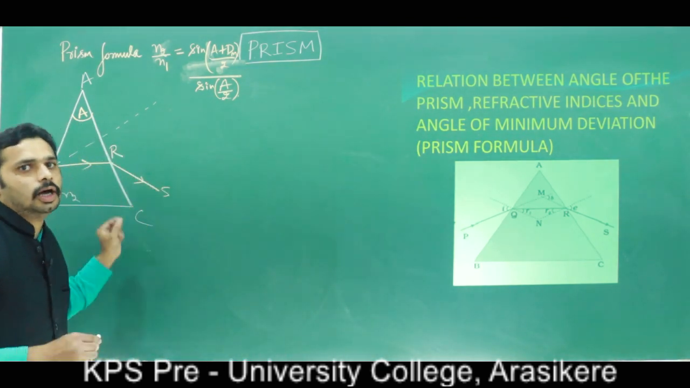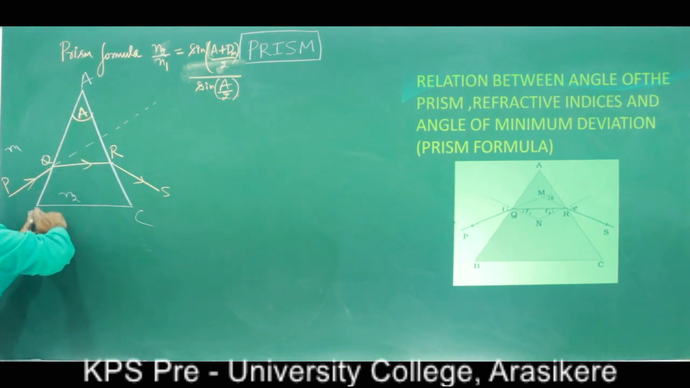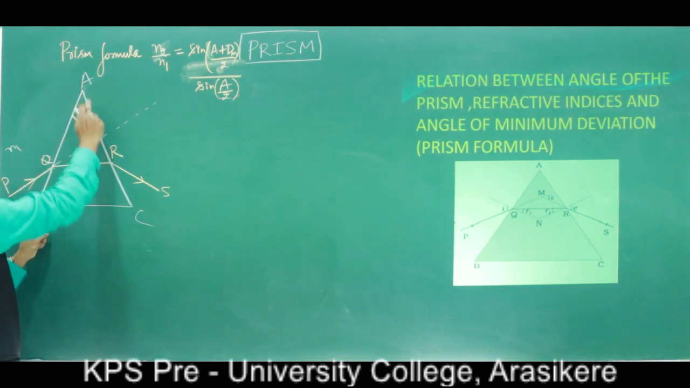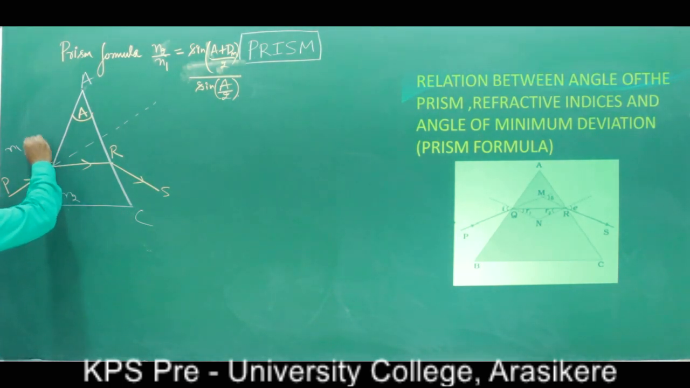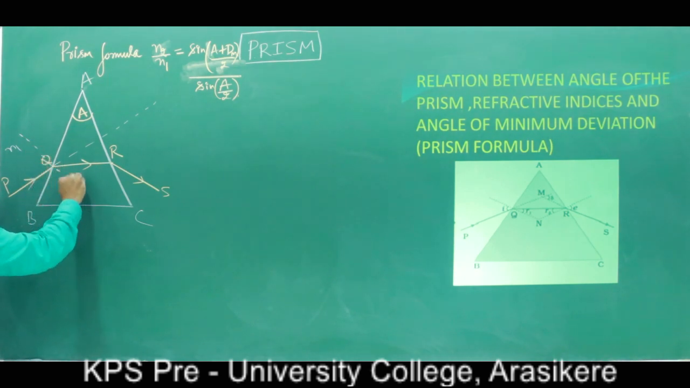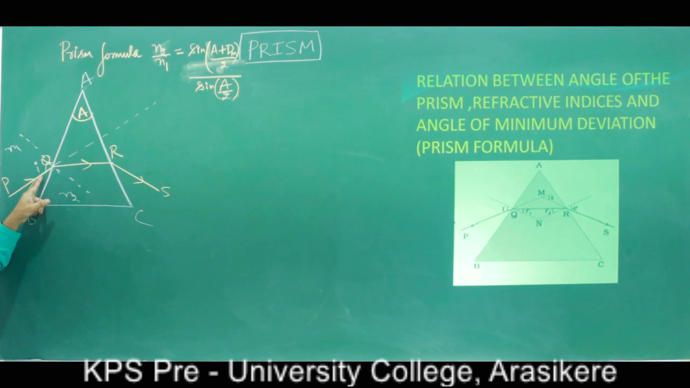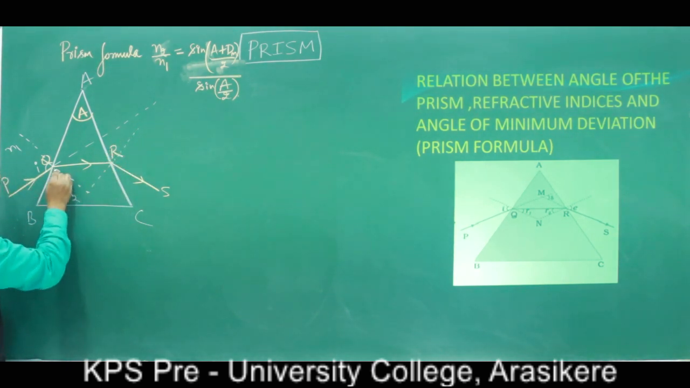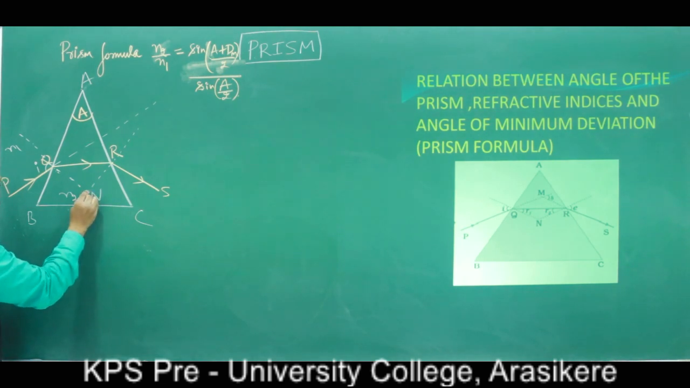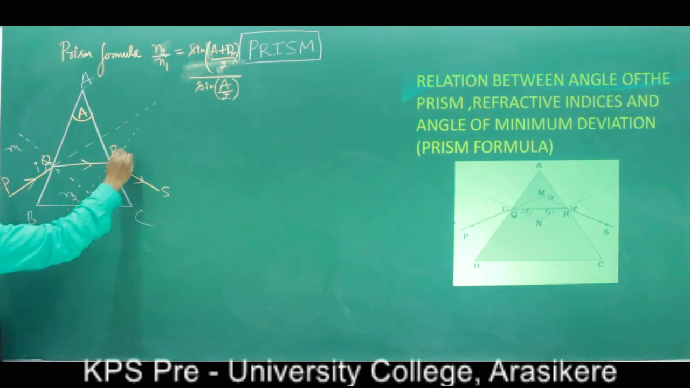So, you draw the normal. AB is the first refracting surface, AC is the second refracting surface, BC is the base of the prism. You draw the normal at Q. You draw the normal. This is normal. We got I. What is I? Angle of incidence. You draw the normal at R. These two normals meet at this point. This is called N.